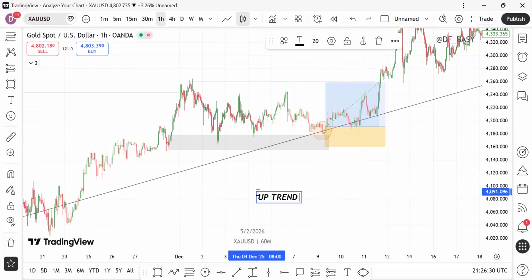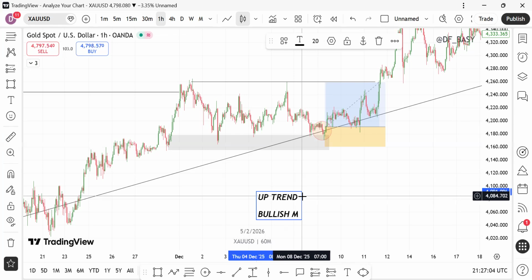An uptrend in the market is basically a bullish market structure, like I showed you guys yesterday. Uptrend is basically bullish. You guys should get used to these terms.